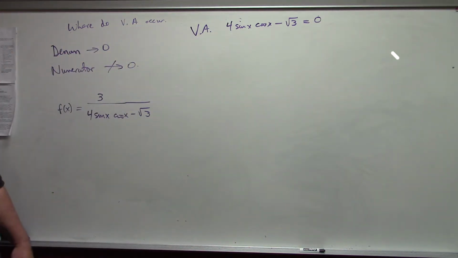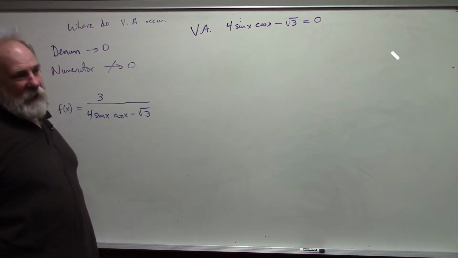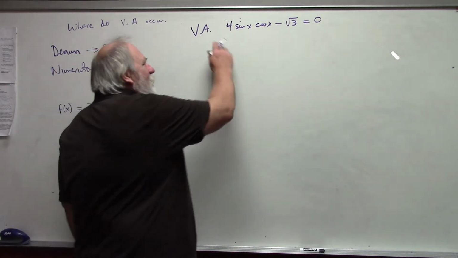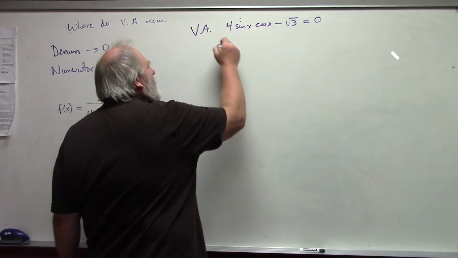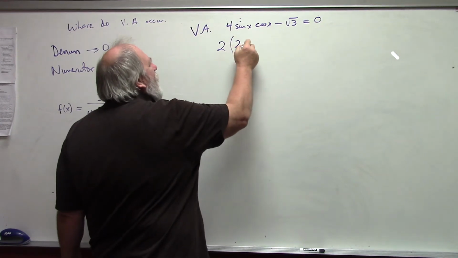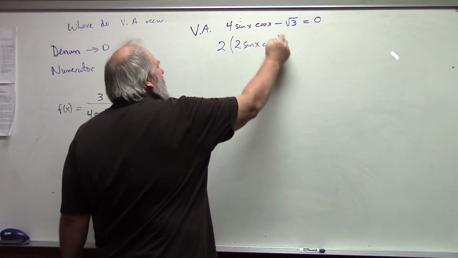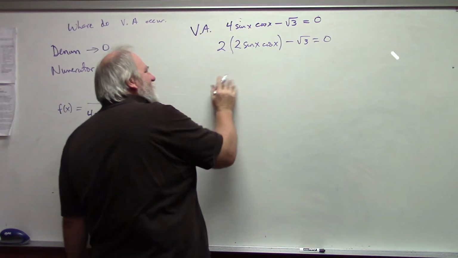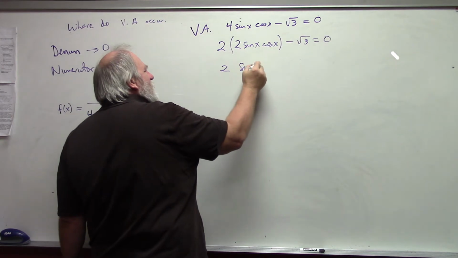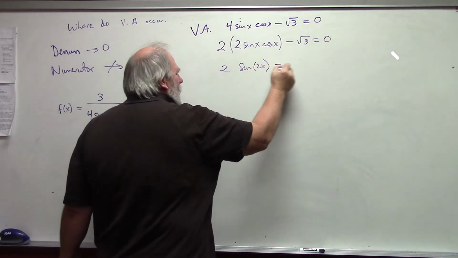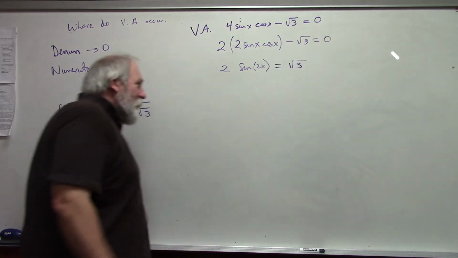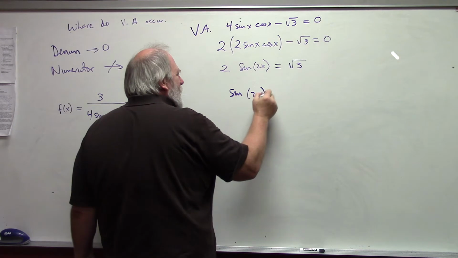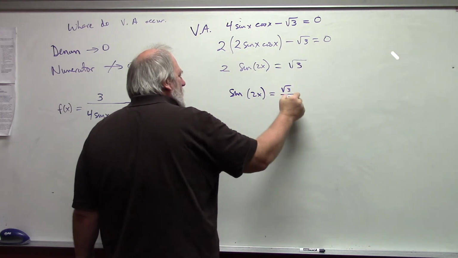We have to solve this equation. Now, to do this, we need a trig identity. Hopefully you recognize 4 sine x cosine of x is 2 times 2 sine x cosine of x, and therefore this is 2 sine 2x. I will set that equal to the square root of 3, which means the sine of 2x has to equal the square root of 3 over 2.